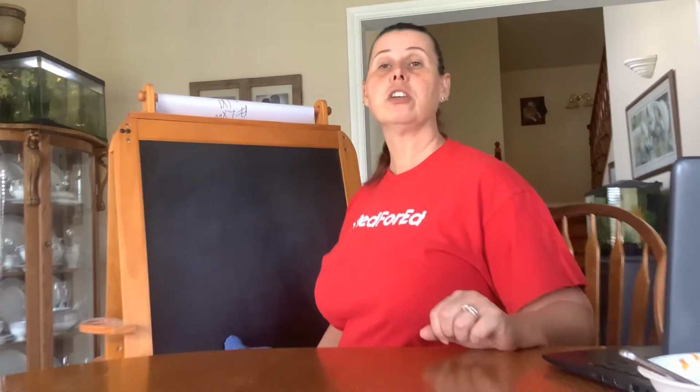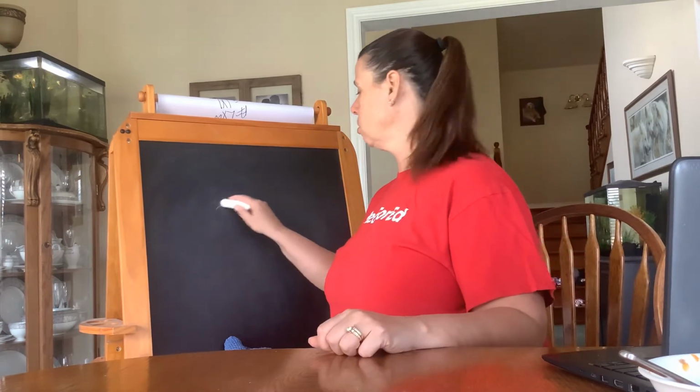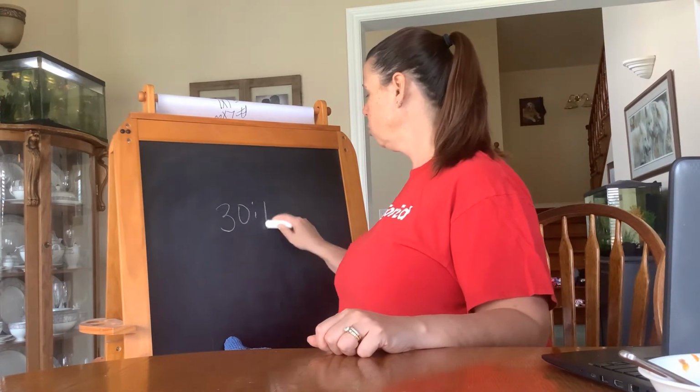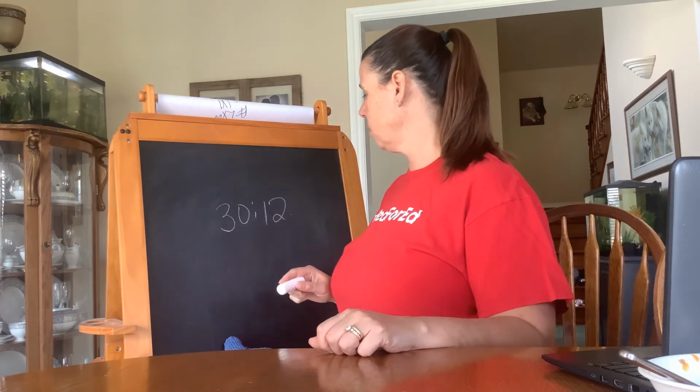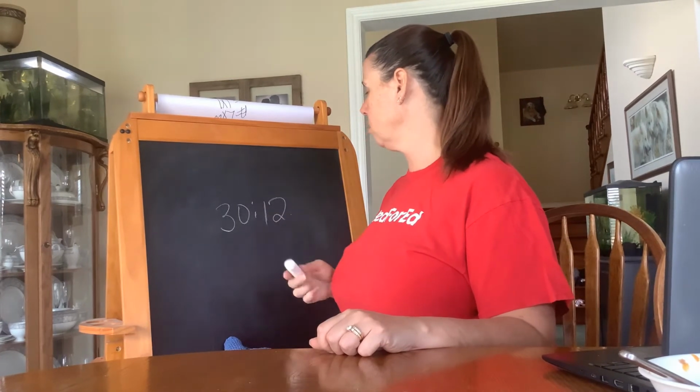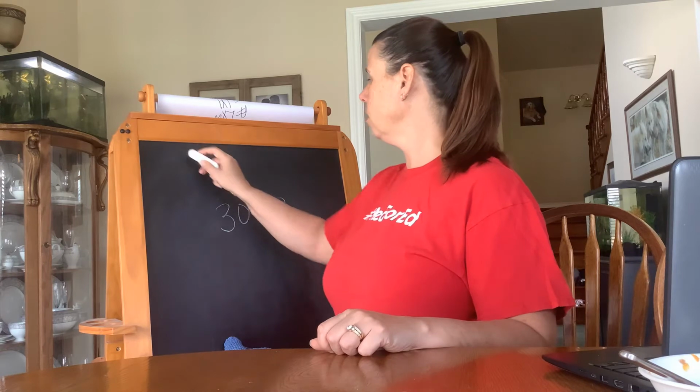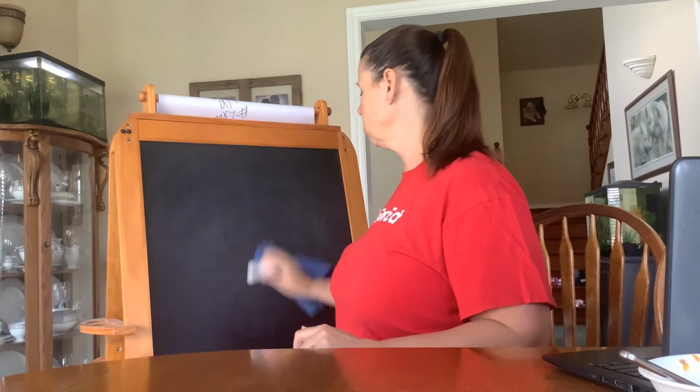So in the first part, you're finding the factors. In the second part, you're finding the greatest common factor. In the third part, you're going to divide the numbers by their greatest common factor. So 30 and 12. They've asked for the lowest terms in this. So I know that let's start this way.